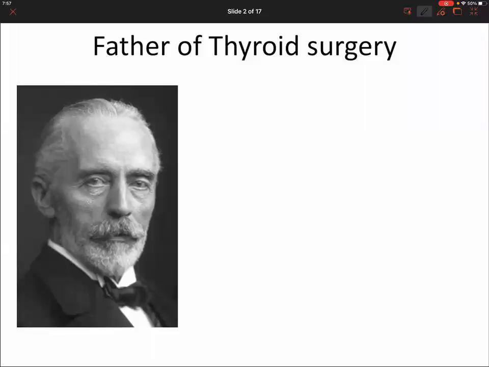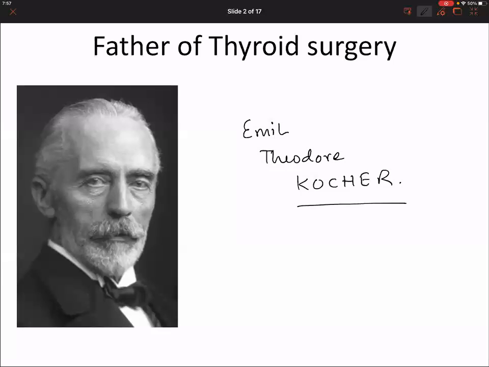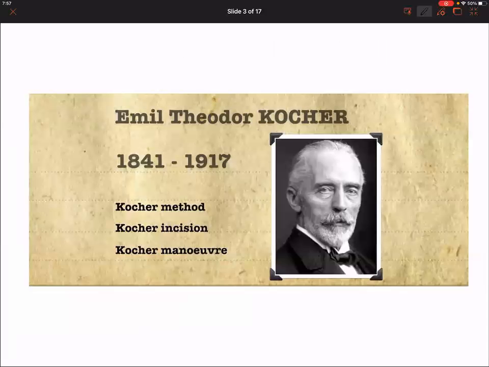This gentleman is called Emil Theodore Kocher, who won a Nobel Prize in medicine in the year 1909. His Nobel Prize was on the pathology and the physiology of thyroid. So this is a common picture that you are given in your exams. Who is the father of thyroid surgery? This German surgeon was. We do not have time to talk about many of these histories.